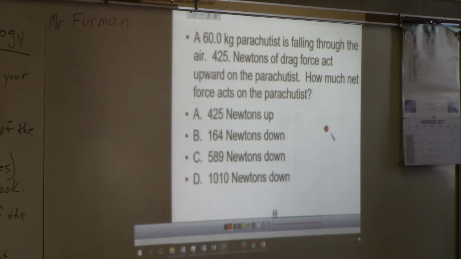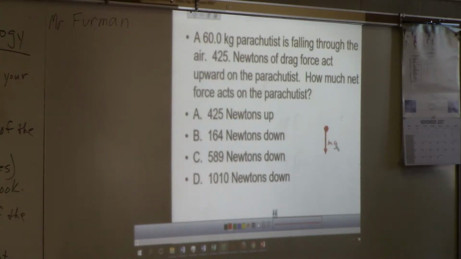What forces are acting on him? Gravity, absolutely. Gravity is going to be a downward force. And I tend to write mg because that's usually what I end up calculating. Any other forces acting on it? Normal, is he in contact with anything? I hope not. Other than the air. But air doesn't provide a normal force. What does the problem tell us? 425 newtons of drag force.